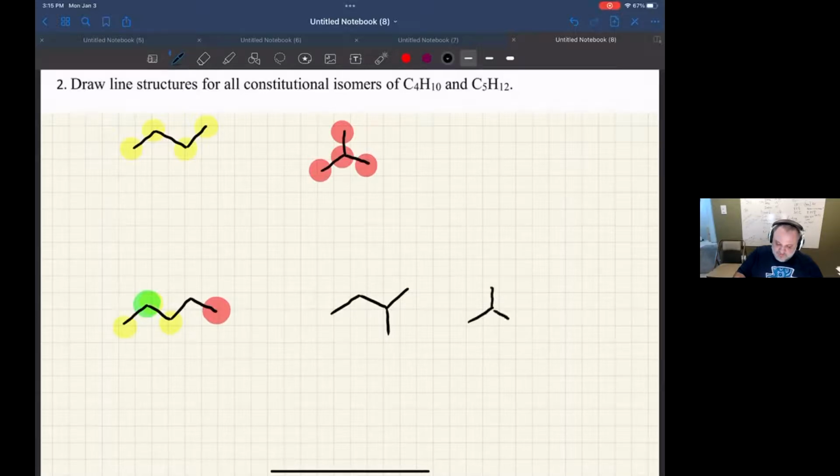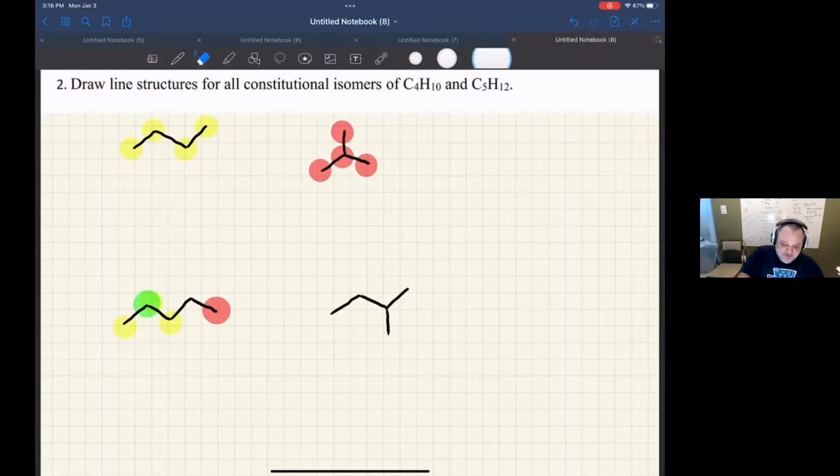If I put it there, I would end up with something that looks like this. It's important to remember that these 2 structures are exactly the same, so don't get hung up on that. If I just rotate this structure around an axis, I go from one to the other. So they're not actually different constitutional isomers. It's the same molecule. So let's get rid of that one.